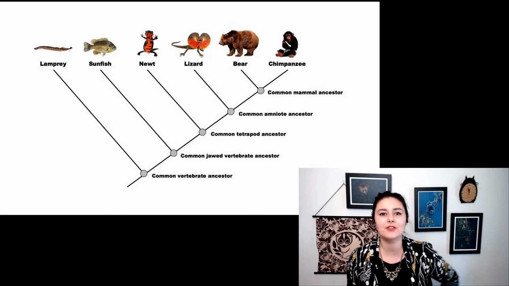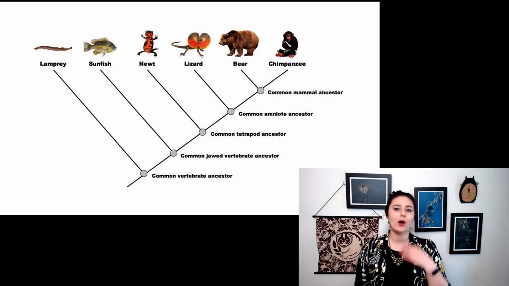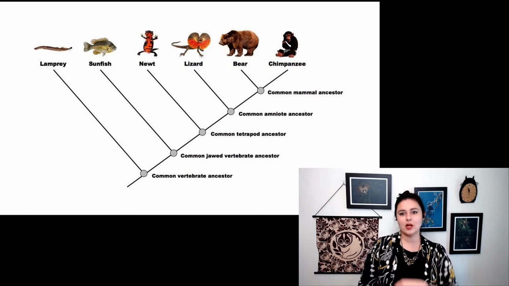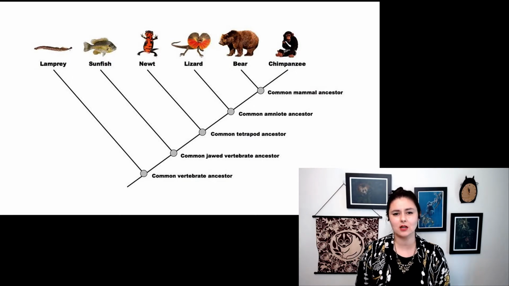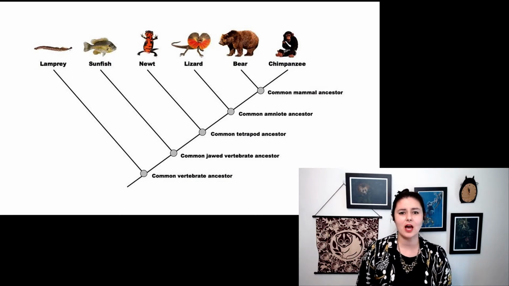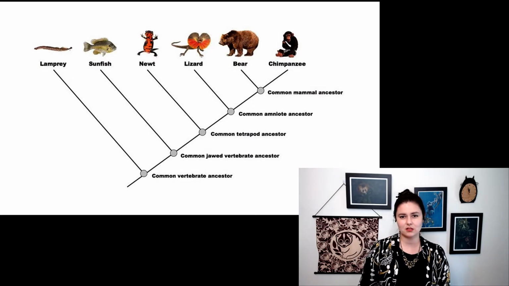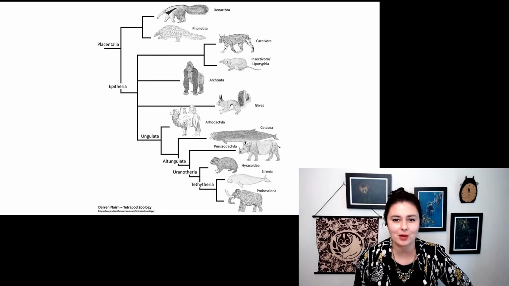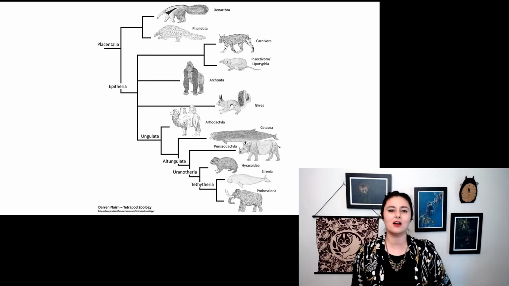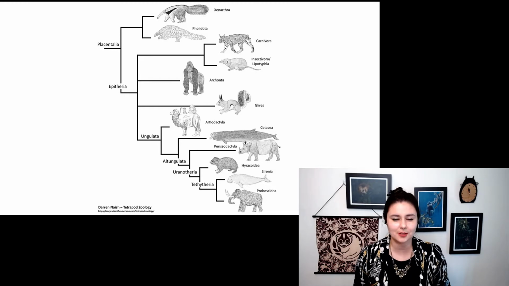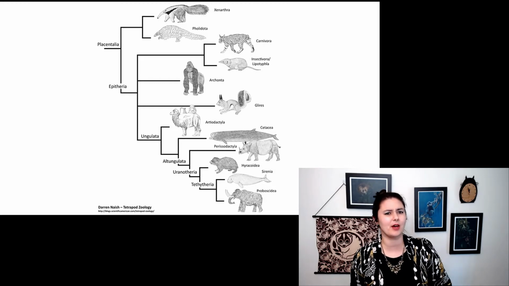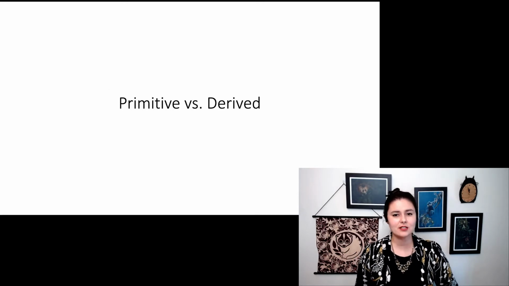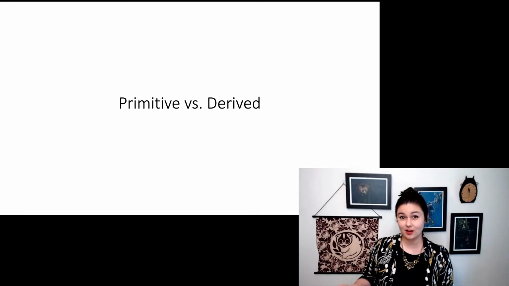So here we have a phylogenetic tree showing how mammals are related to other animals. So you can see here we are near the chimpanzee and the bear. So we're most closely related to the lizard, and then next to the newt and the sunfish. But let's zoom in a little bit. Let's look at mammals. So here is the mammal family tree, and we are right there in our context, shown here with our gorilla. The reason we're talking about this is there's different types of traits that we can talk about. These are primitive versus derived.